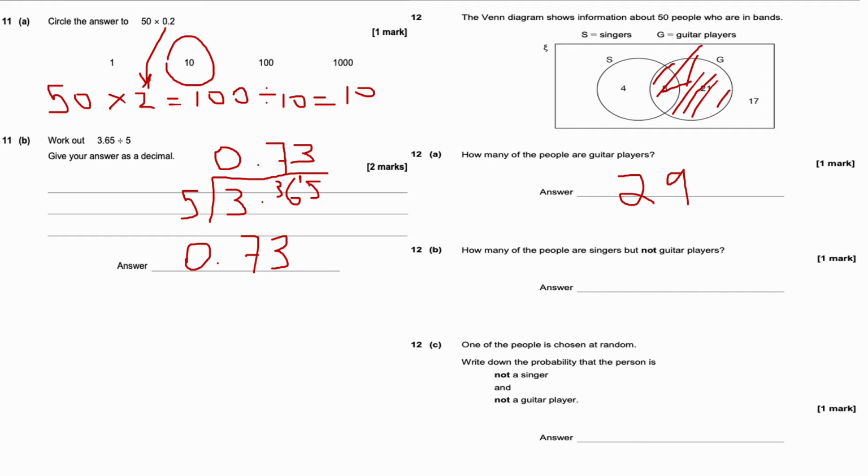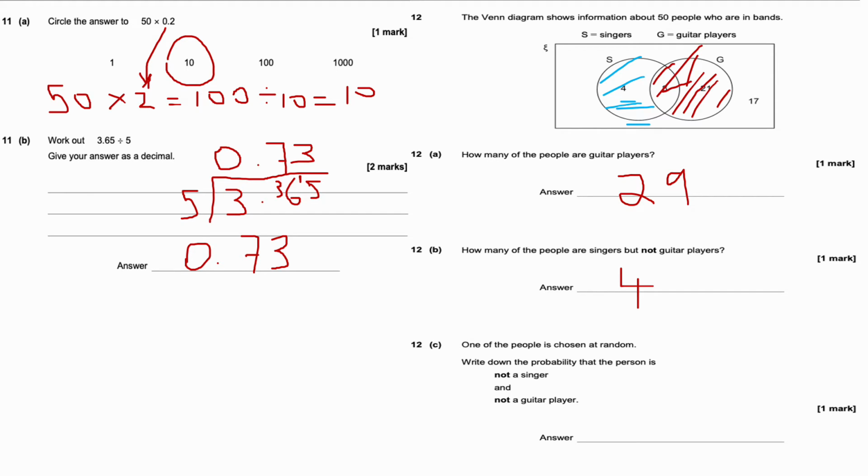Part B. How many of the people are singers but not guitar players? Well, the answer to that is 4, because it's 4 that's a part of this. So we're looking at this part here.